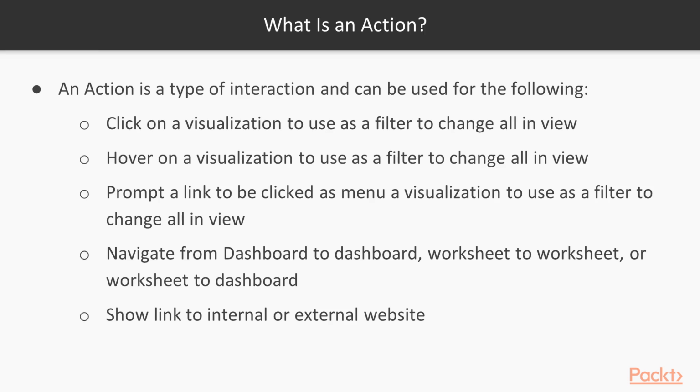You can prompt a link to be clicked as a menu, a visualization to use as filter to change all in a view. So all this changing in a view is basically URL actions, filter actions. And then you can navigate from dashboard to dashboard, worksheet to worksheet, or worksheet to dashboard. As we saw, we switched from the overview to the product dashboard. And then you could show a link to an internal or external website.